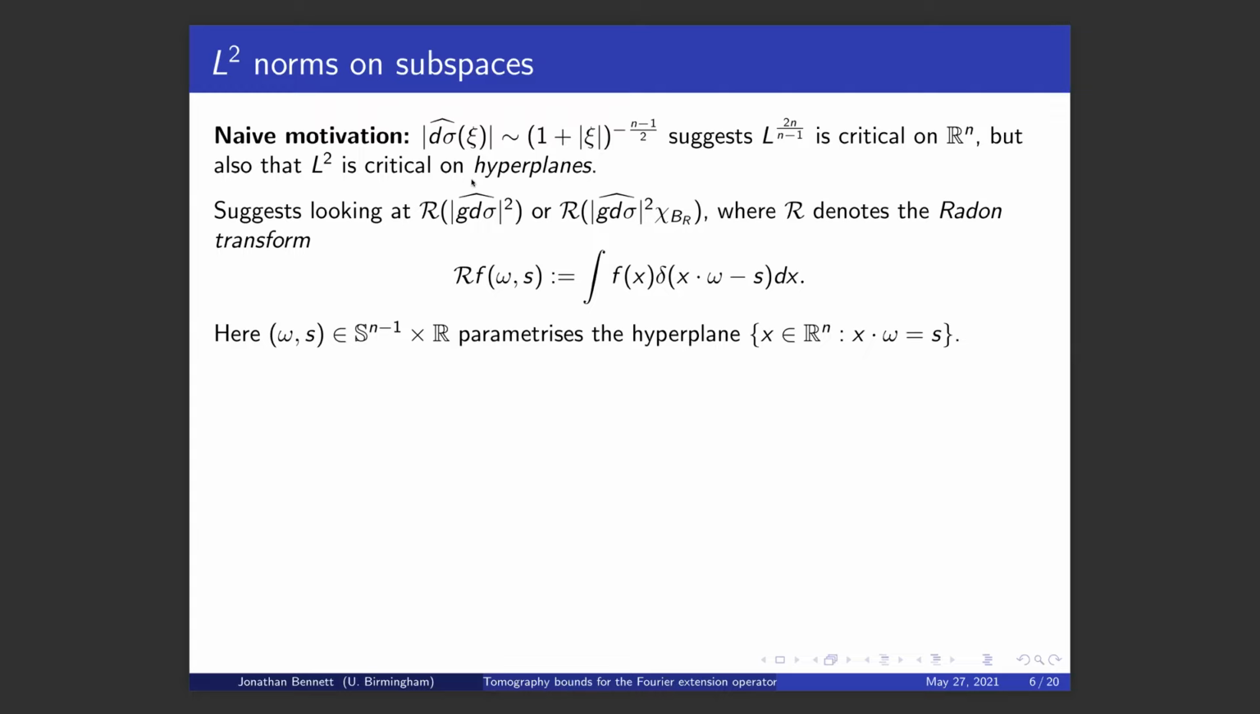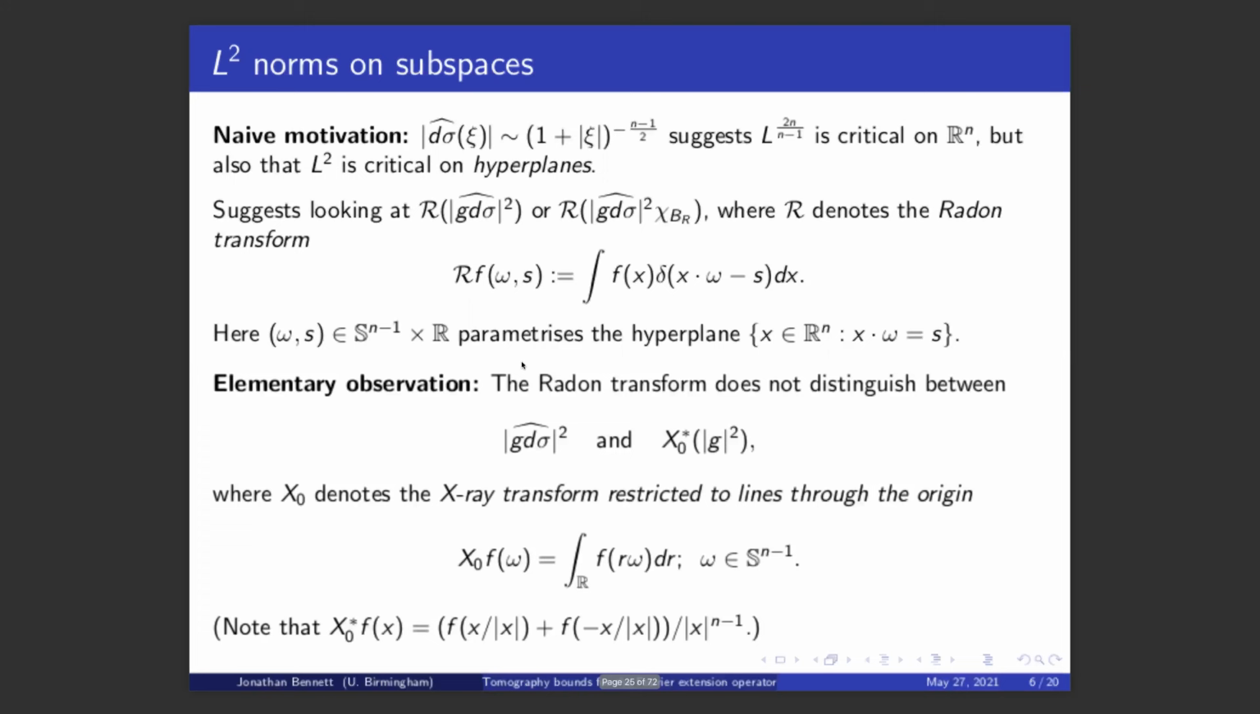It turns out that there are some rather simple formulas for this composition of the Radon transform with this extension operator. And it's really rather elementary and really just boils down to Plancherel's theorem. So it turns out that the Radon transform R here doesn't distinguish between mod GD sigma hat squared and a certain manifestly non-oscillatory object, right? GD sigma hat is an oscillatory integral, okay? And here what I'm looking at on the right is something manifestly not oscillatory.